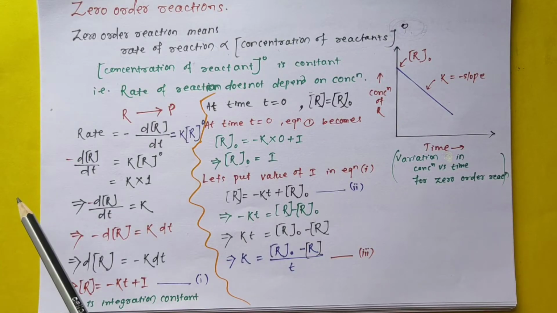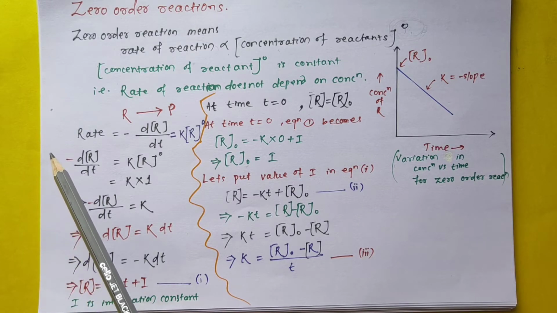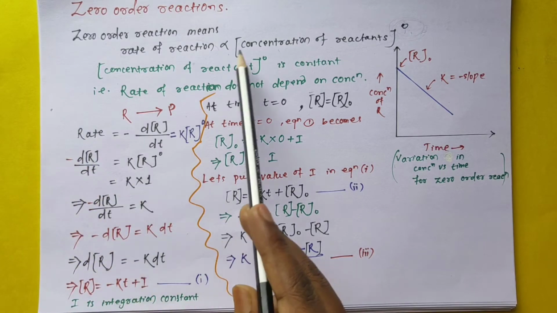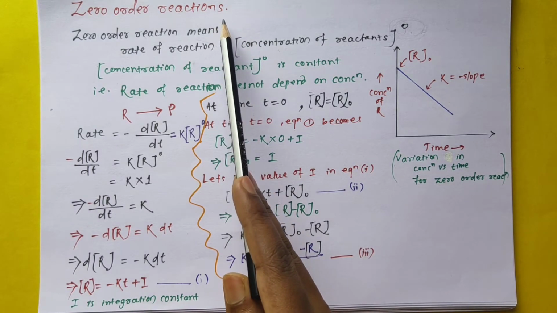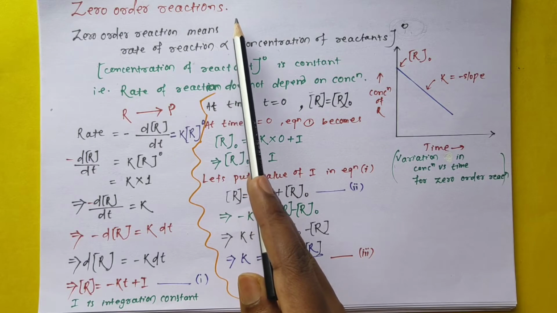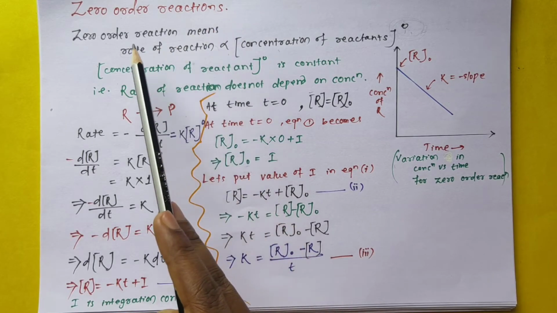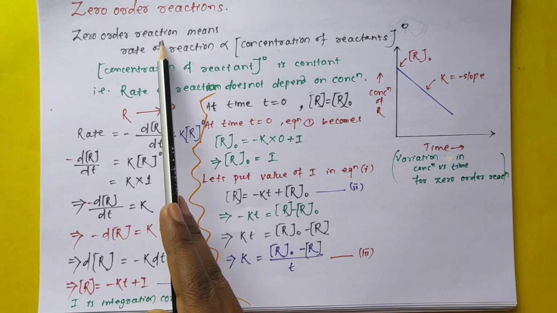Hello students, this is Chemical Kinetics part 4. Here we will discuss the integrated rate expression for zero order chemical reactions and first order chemical reactions. So let's discuss what is the meaning of zero order reaction.